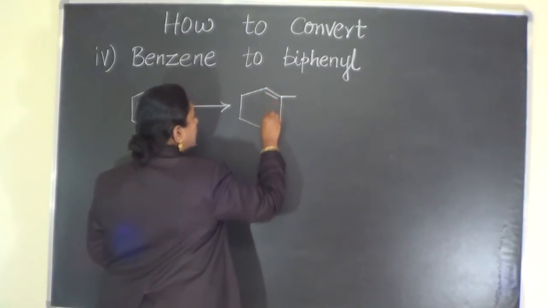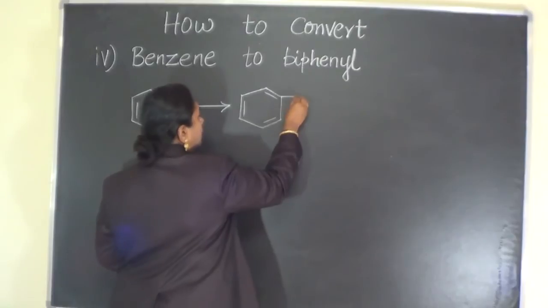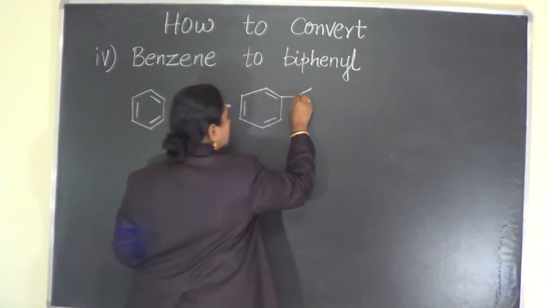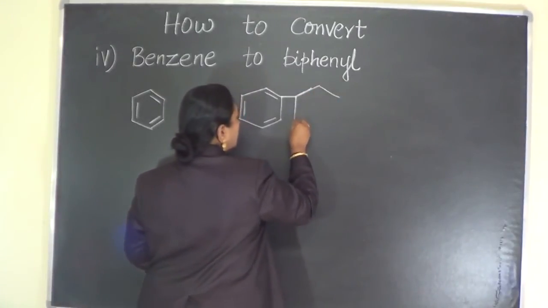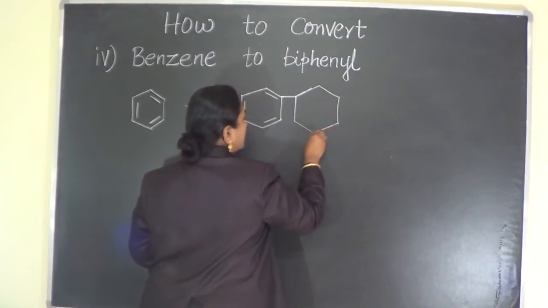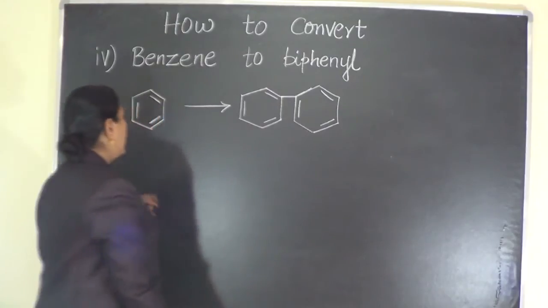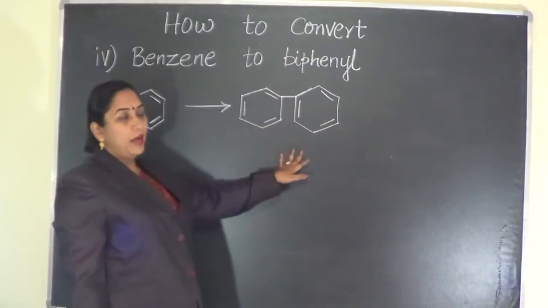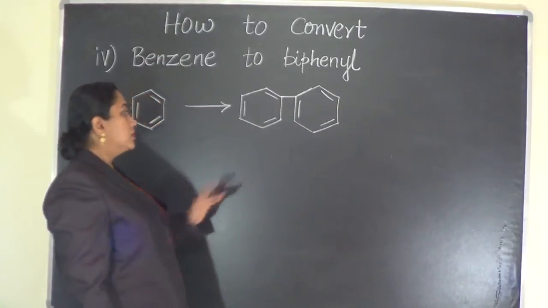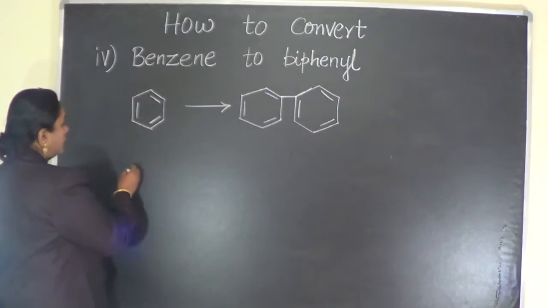So, one phenyl group is like this and another phenyl. So, we need to convert benzene to biphenyl like this. Let us see how we can carry out the process.